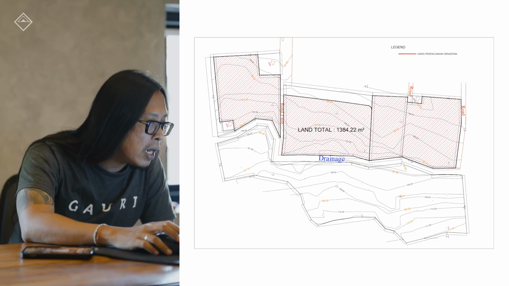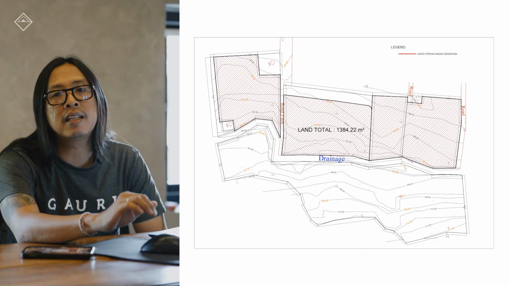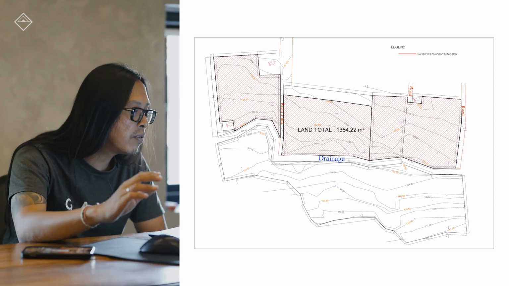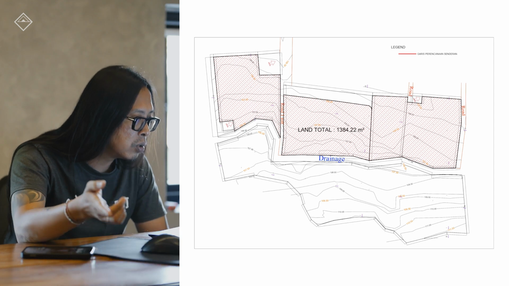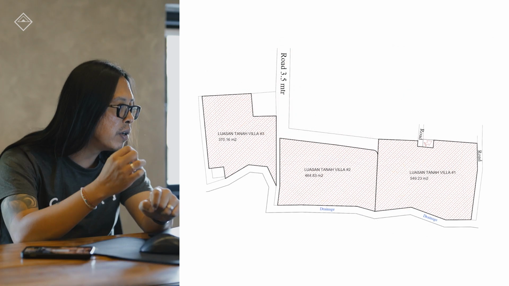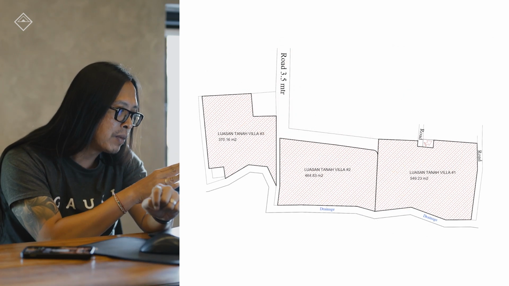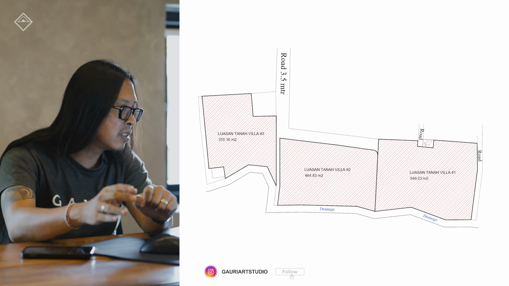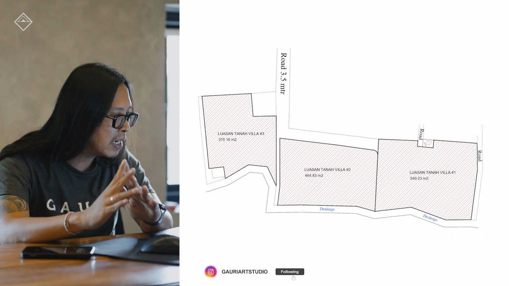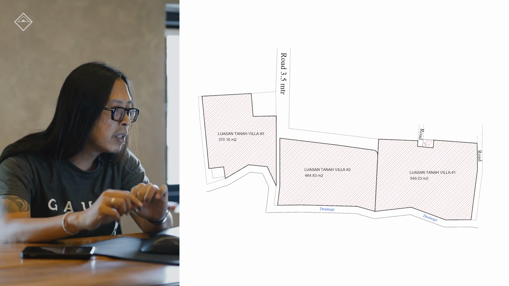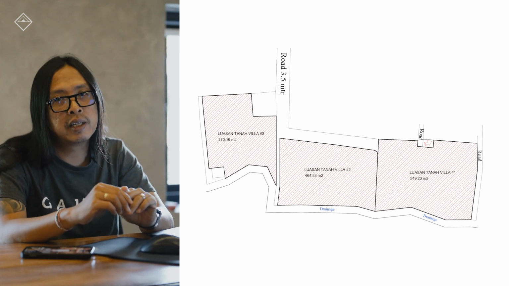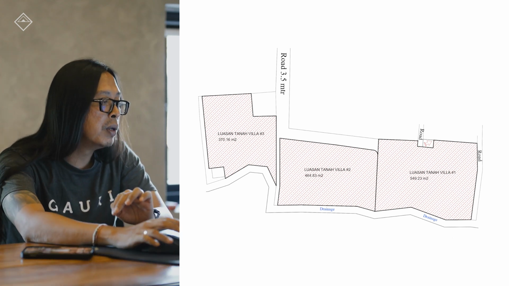So the land total is 1,384 square meter, or around 13 are, 0.44, 2.2 square meter. We're going to divide this into 3 areas. The first area is not designed yet, maybe it's going to be 2 bedroom or 3 bedroom. The area is 370.16, on the left side of the drawing. In the middle it's going to be 464.83. And the last plot is going to be the biggest plot, 549.23 square meter. So we're going to build 3 properties.